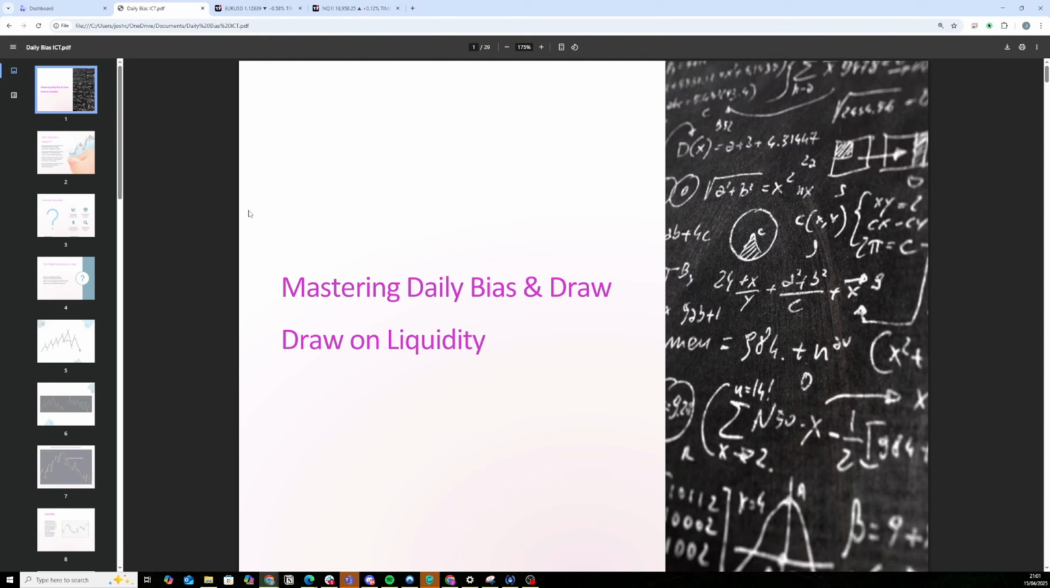So today's session, obviously the previous sessions we did the ICT basics session, so getting started and the pure basics of ICT. And then we did a bit more of an advanced session with the Power of Three session. If you haven't seen the ICT basic session and you're new to ICT, I would recommend going back and watching that one. Today's is going to be around mastering draw on liquidity and your daily bias in ICT, which builds up the fundamentals around your trades. So let's go ahead and get into it.